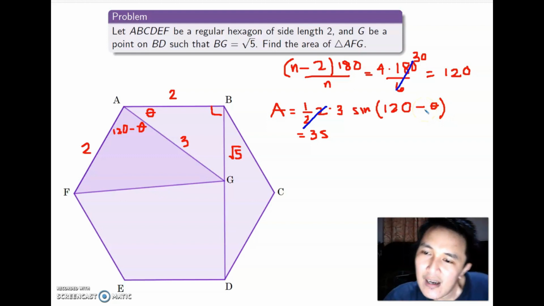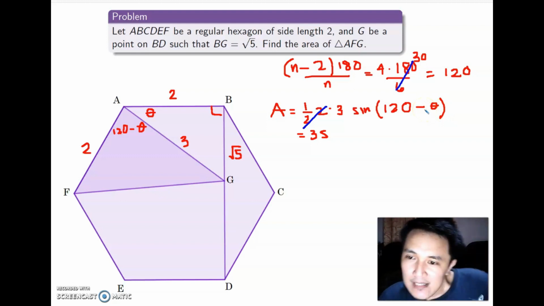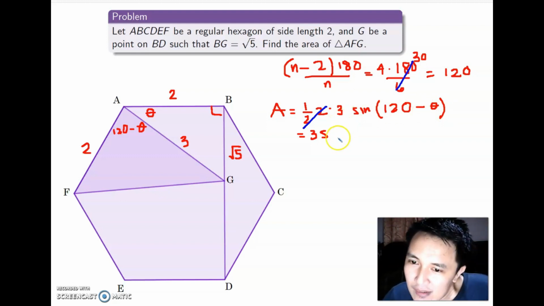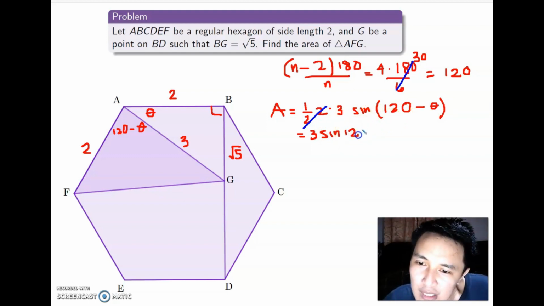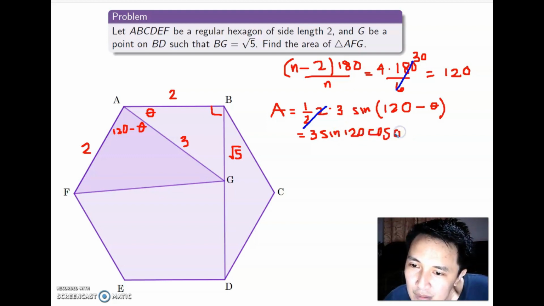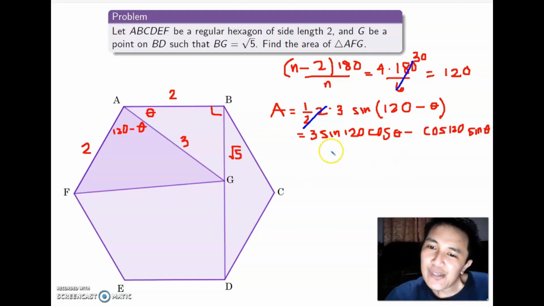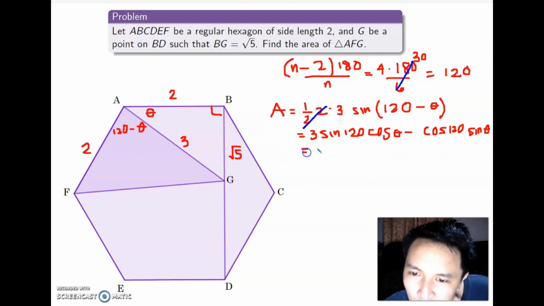This is the identity, the difference of two angles for sine. If you remember, it's sin, cos, cos, sin. So that is sine 120 times cosine theta, and since it's a minus, minus cosine 120 times sine theta. There you go. And we still have the 3.